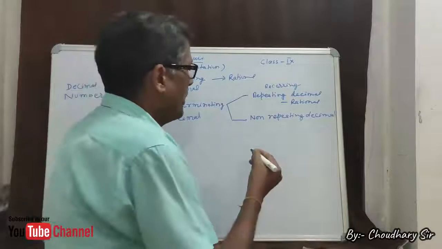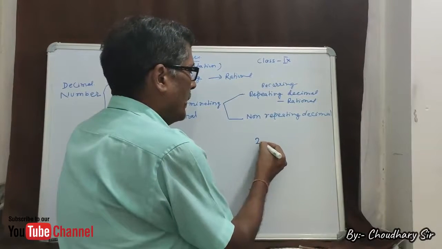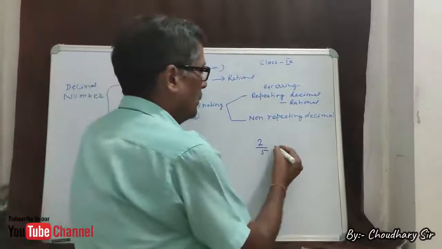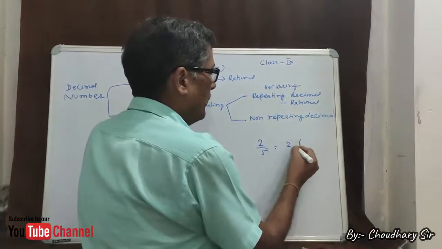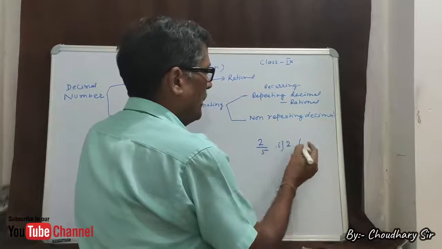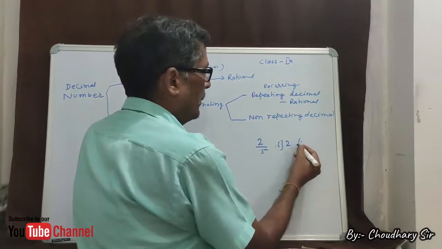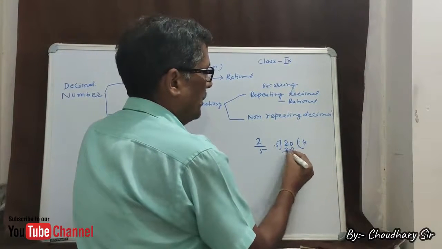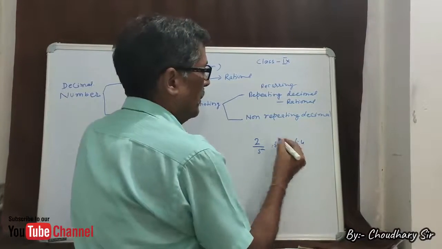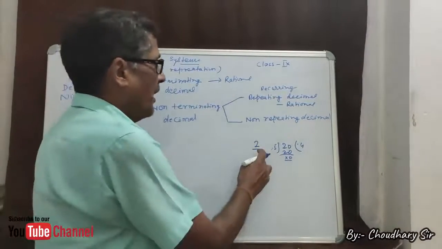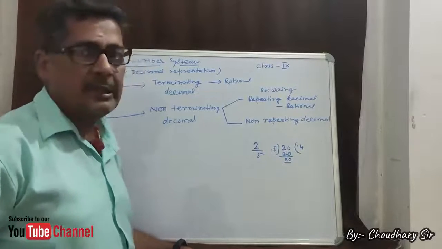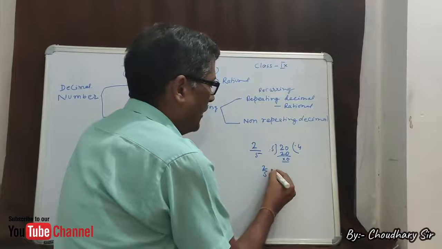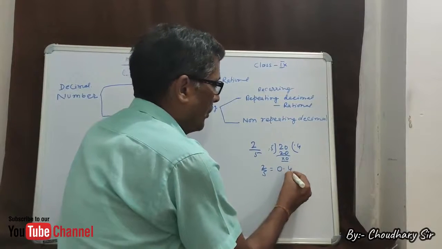Suppose 2 divided by 5. We represent 2 divided by 5 in decimal form. So we divide 2 by 5. Taking the decimal point, we get 0. Then 5 times 4 is 20. What will be the remainder? The remainder will be 0. It means 2 by 5 is a terminating decimal number. So we can write 2 by 5 in decimal form as 0.4.